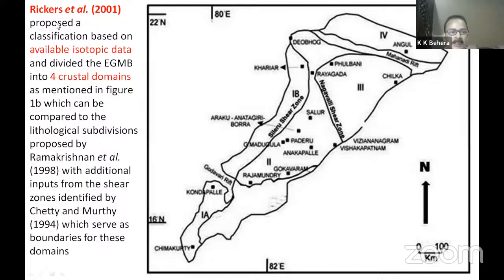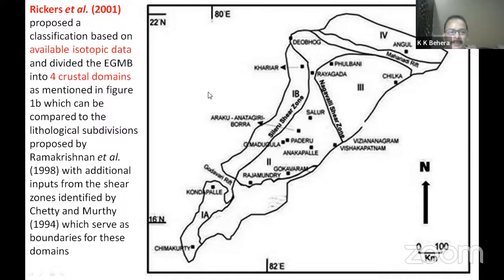One more classification is given by Rickers et al. They have classified the EGMB into four crustal domains based on available isotopic data. These are the four domains. Domain 1, 1A and 1B correspond to the Western Charnockite zone of Ramakrishnan et al. Domain 2 is almost the Eastern Khondalite, Western Khondalite zone. Domain 3 is almost the Central Migmatite zone. And domain 4.